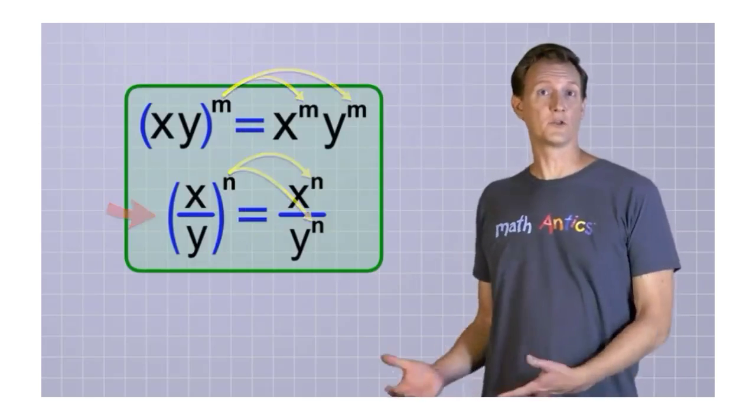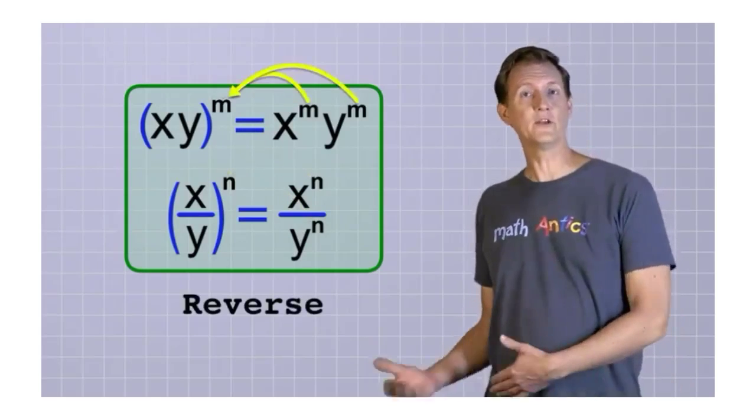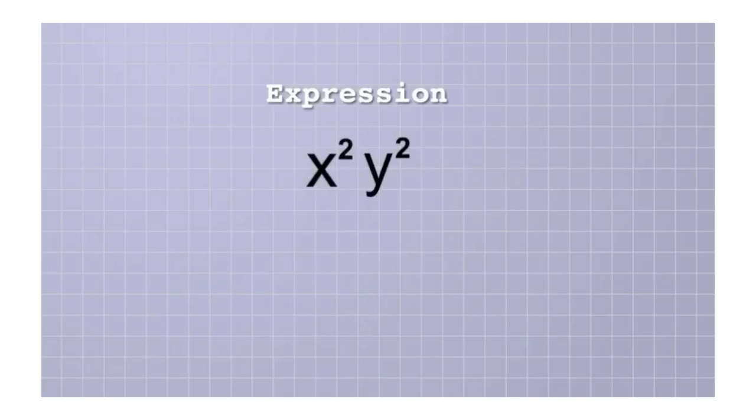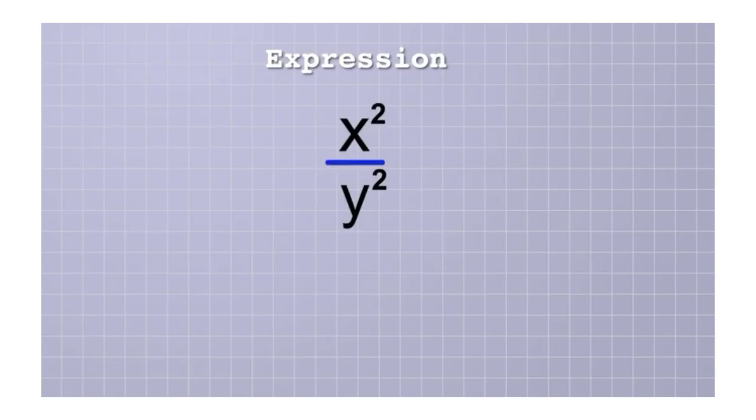Of course, these laws would work in reverse too, and you could undistribute the exponents if they're the same. For example, if you're given the expression x squared times y squared, you could rewrite that as the quantity x times y, squared. And if you have the expression x squared divided by y squared, you could rewrite that as the quantity x over y, squared.